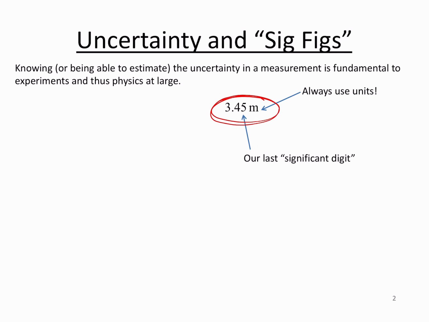Okay, so to the subject at hand. We're going to talk a little bit about significant figures, a little bit about uncertainty, precision, a little bit about the metric system and units, and then we'll wind up all hopefully within about 5 minutes here. So, as the slide says there, estimating or knowing the uncertainty in a measurement is fundamental to experiments and so to science and, of course, physics in general.